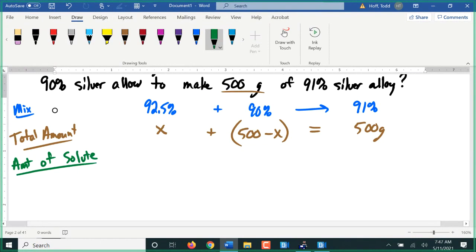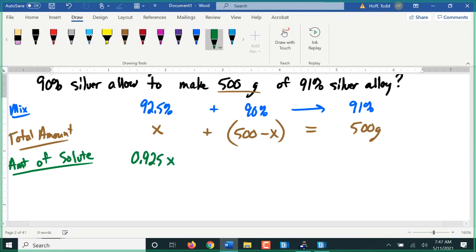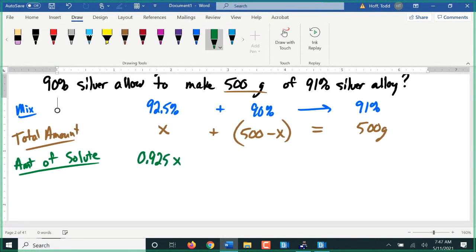So 92.5% is a concentration of 0.925 times the amount of X, plus 90% is a concentration of 0.9 times that amount of 500 minus X, equals my desired result of 91%, which will be a concentration of 0.91 times an amount of 500.